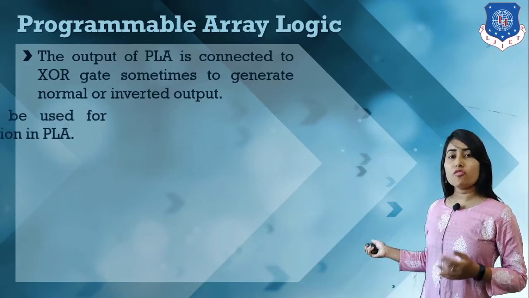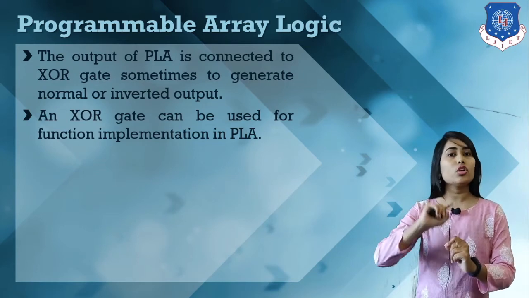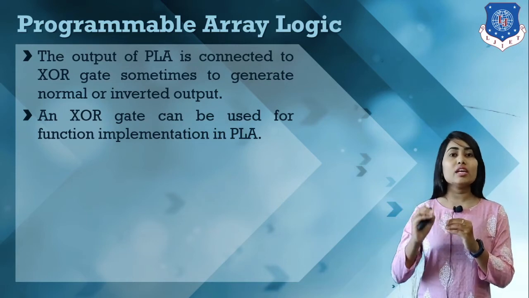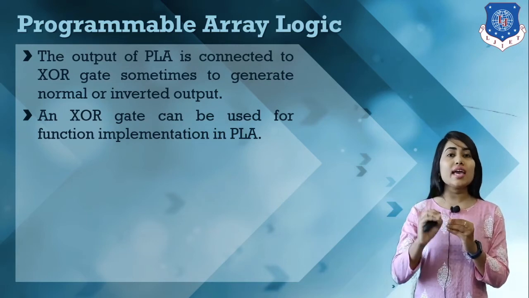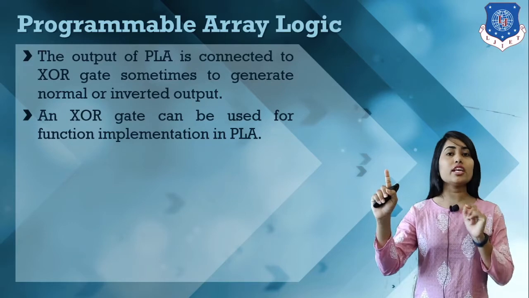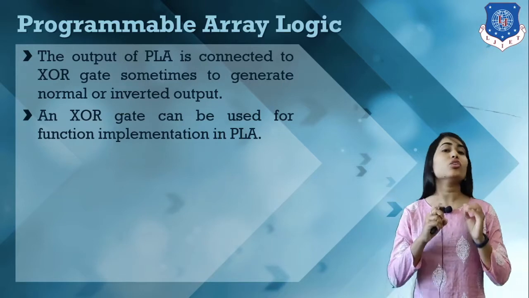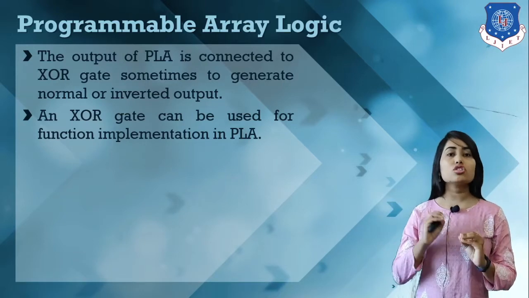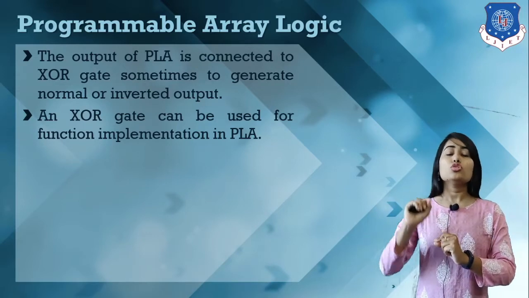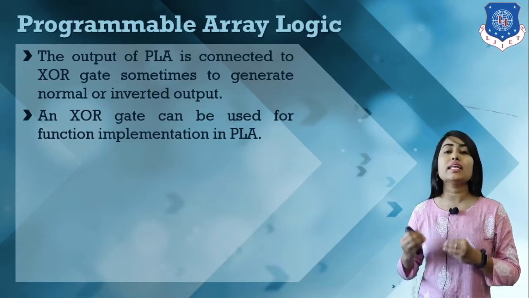Why? Because if we use an XOR gate and one input is X and the other input is 1, then whenever we XOR any value with 1, we have an inverted value. For example, 0 XOR 1 gives 1, and 1 XOR 1 gives 0. So in both cases the 0 and 1 are complemented. So X XOR 1 gives the output X dash.